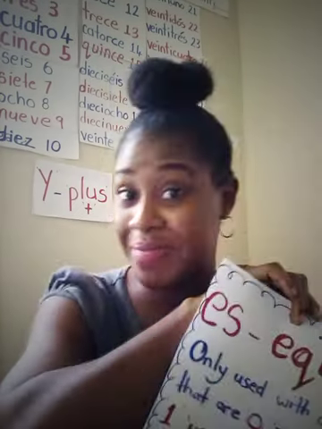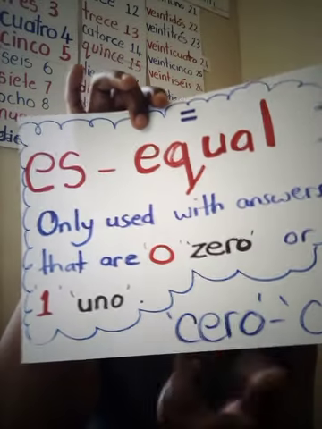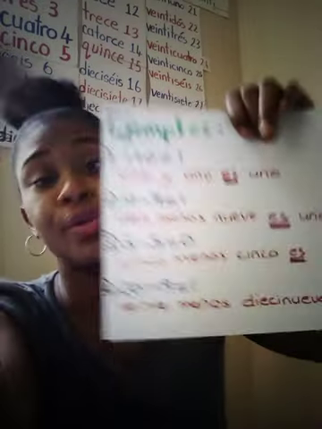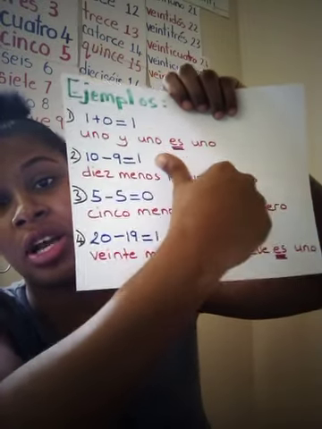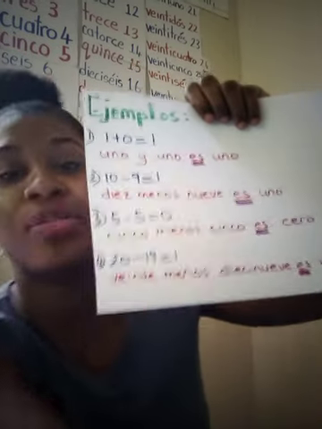C-E-R-O. See, I'm using my alfabeto de español to spell it. So C-E-R-O means 0 in Spanish. Good. Now these examples. You'll notice that all the answers are either 1 or 0. So we have 1, 1, 0, 1. Those are the answers. So let's read through the problems.